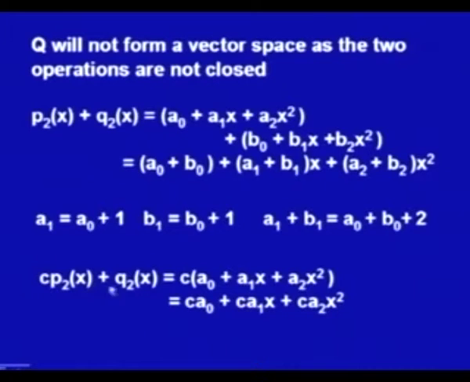Similarly, c p_2(x) = c(a_0 + a_1 x + a_2 x²). If we take q_2(x) to be 0, then c a_0 + c a_1 x + c a_2 x², and this means c a_1 should be equal to c a_0 + 1, but this is not true because a_1 = a_0 + 1, being p_2(x) belonging to Q. So, this property is also not satisfied. So, this operation is also not closed in Q, and that makes Q not a vector space.